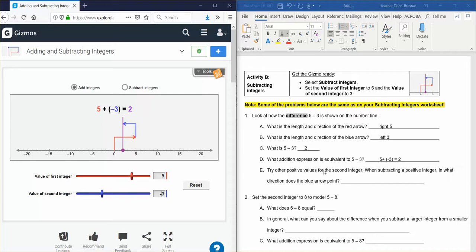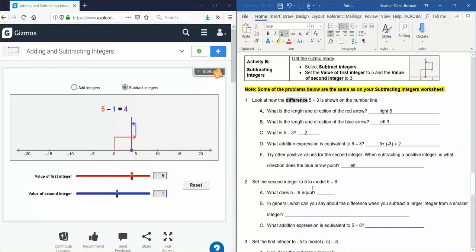Try other positive values for the second integer. When subtracting a positive integer, in what direction does the blue arrow point? So let's try subtracting some other positive numbers. We know that when we subtracted 3, the blue arrow pointed to the left. What if we subtract a bigger number? The blue arrow is still moving to the left. What if we subtract a small number? The blue arrow is still moving to the left. So no matter what kind of numbers we subtract, if they're positive, the arrow moves to the left.